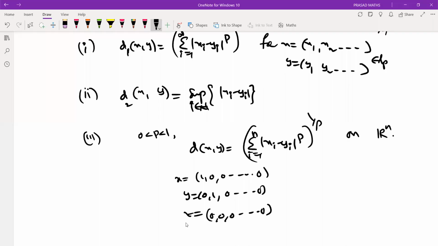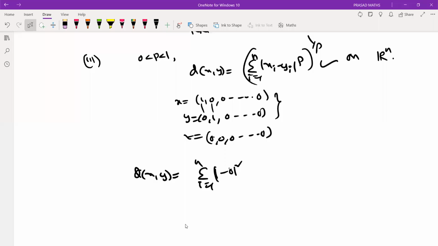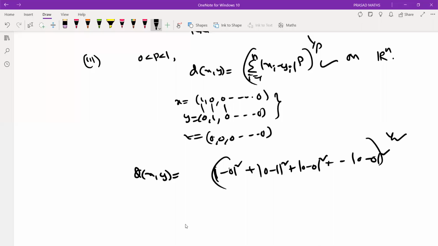So if you observe, the distance between x and y is the Euclidean distance. What is this Euclidean distance? Square root of x1 minus y1 whole square, the formula. So 1 minus 0 whole square, 0 minus 1 whole square, right? Plus 0 minus 0 whole square, whole power 1 by 2. But what is this? 1 plus 1, 2, 2 power 1 by 2.